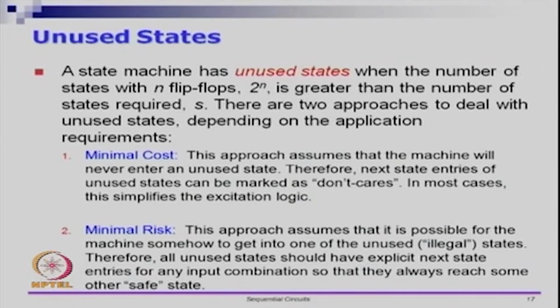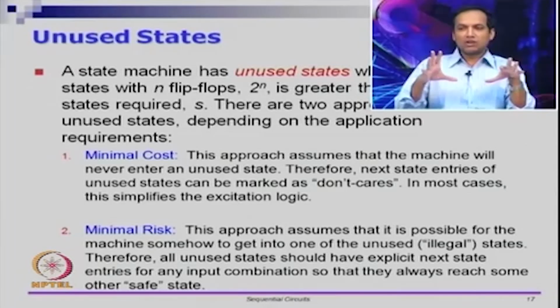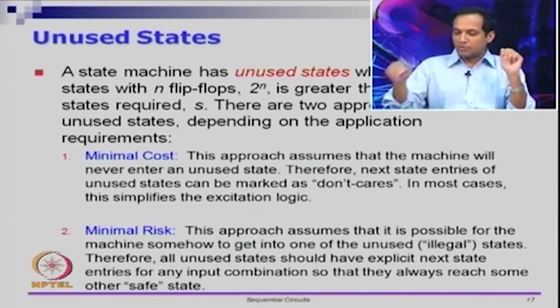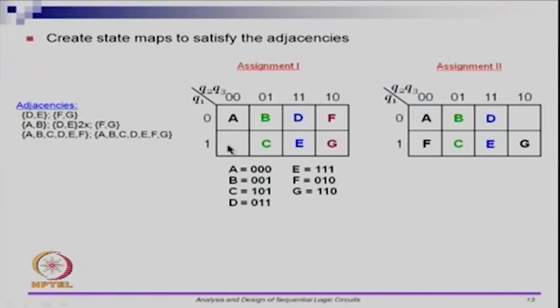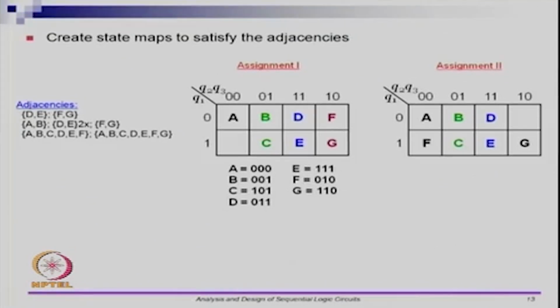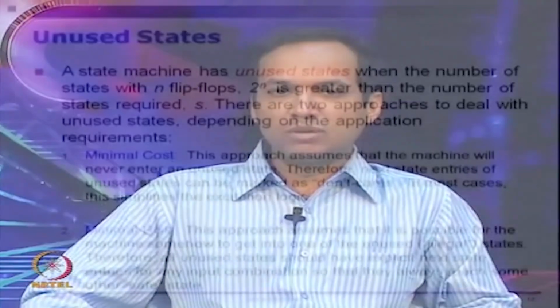One thing you can do is what is called the minimal cost approach. In the minimal cost approach, you assume that the machine will never enter an unused state by any mistake, and you put a don't care wherever you see an unused state. So if you want to reduce the overall cost, the unused states are all marked as don't cares. This is okay if you know that under no circumstances you may actually enter into an illegal or an unused state. Remember, the moment you go into a state which is unused, there are no transitions specified for it. So at x equal to 0 and x equal to 1, you do not know what to do there. If you know for sure that you will never enter that state, then we do not have to worry about how to leave the state. So that is the low cost approach, the minimal cost approach.